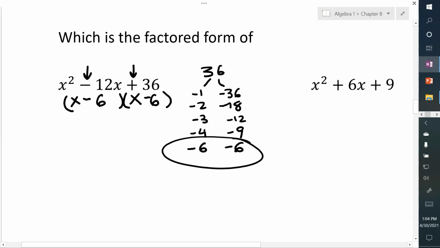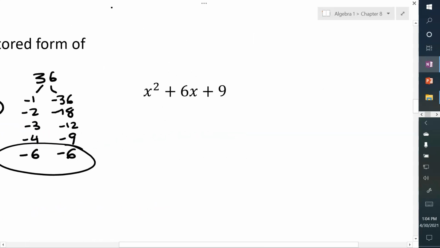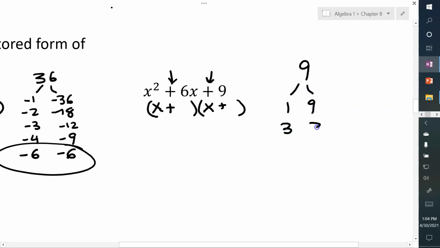I could also write my answer like this. Now we're going to do this one, x² + 6x + 9. x and x. Again, I have a positive 9, so both of my signs are the same. That sign is a plus, so I'm going to put a plus and a plus. I want the factors of 9 that add to 6, and that's going to be 3 and 3. Or (x + 3)².